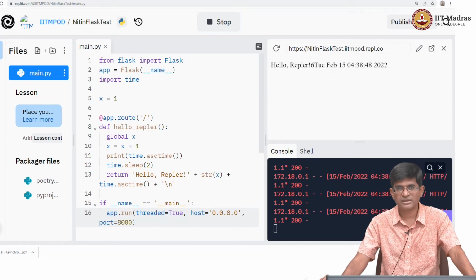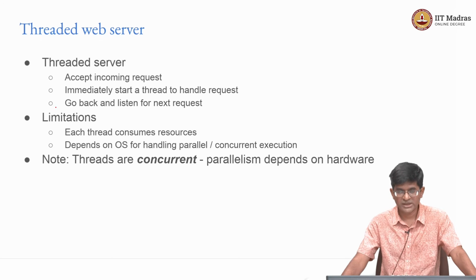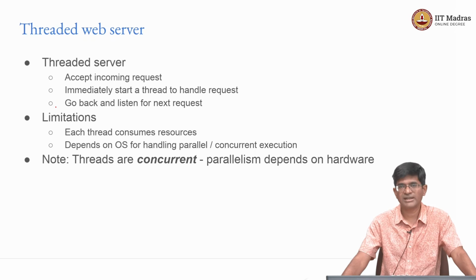Why? For that, we need to go back and look at what our understanding of long-running jobs in a web server looks like. So we saw with the example that Flask by default works in threaded mode, which is good, but in non-threaded mode it would effectively just block until one request had completed before accepting the next request. So a threaded server in general, not just Flask, would accept an incoming request, start a new thread to handle that request, and immediately go back and listen for the next request.